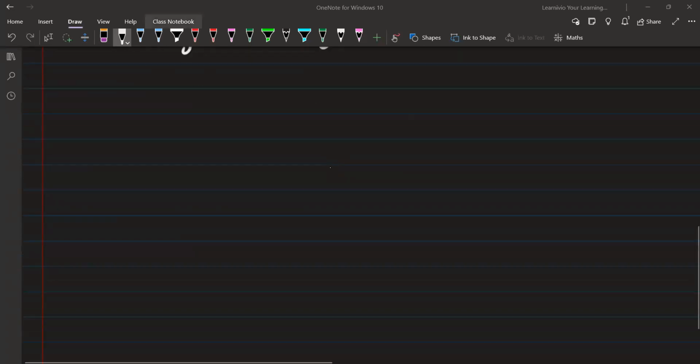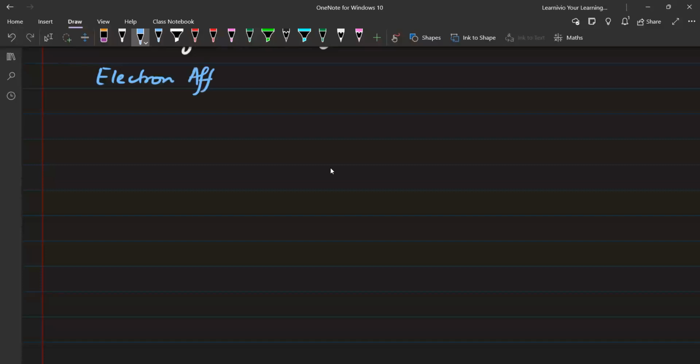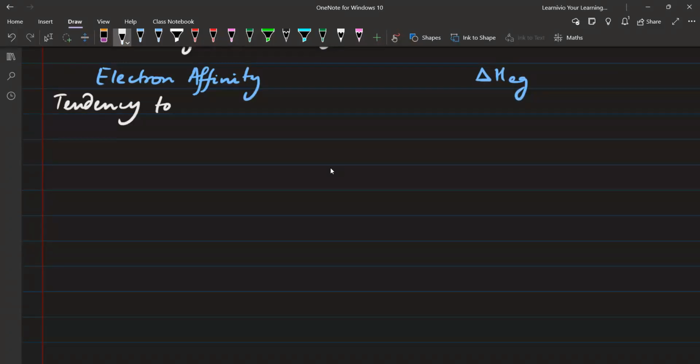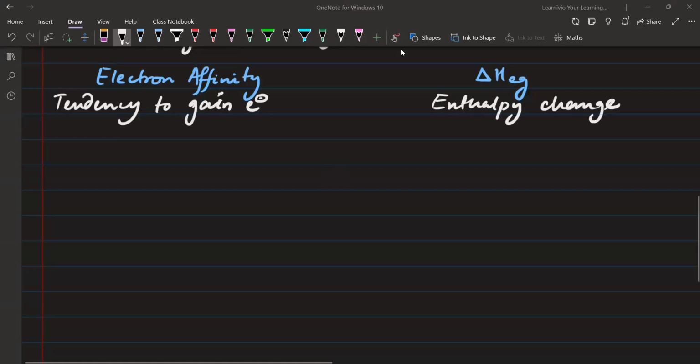Now there is a similar word that is used, which we will call electron affinity. And one word that we already know is delta H Eg, electron gain enthalpy, that NCERT uses. So what is this electron affinity? Tendency to gain electron. What is delta H Eg? It is just an enthalpy change. This will only give you the idea whether energy will be released or absorbed, nothing else. It is not going to give you any idea of the tendency, but we are going to relate it with the electron affinity. And delta H is fine.